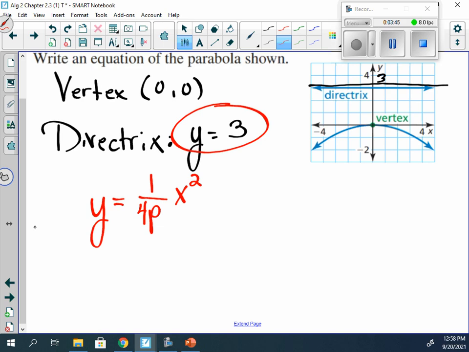Looking at this, what is the only variable that I'm missing? P, because if I have the value of p, I have the equation for the parabola. Well, the directrix is y equals what? Negative p? So we're saying that negative p is equal to 3. What can I do to solve for the value of p? Divide both sides by negative 1, so p is equal to negative 3.